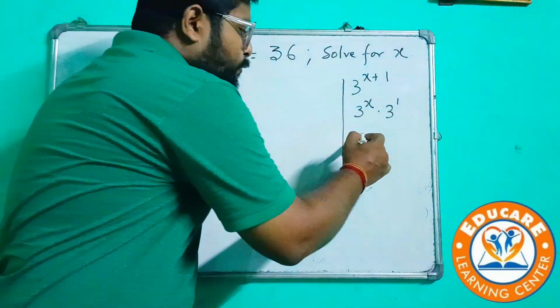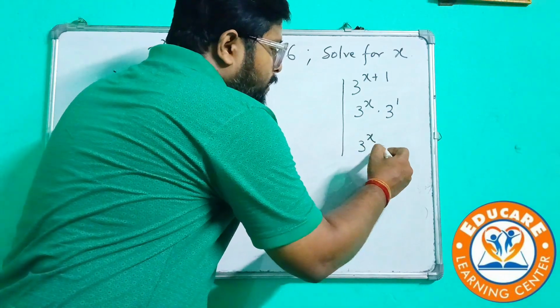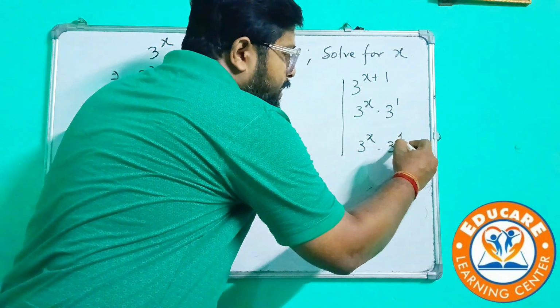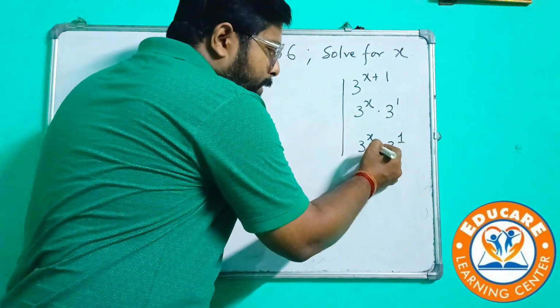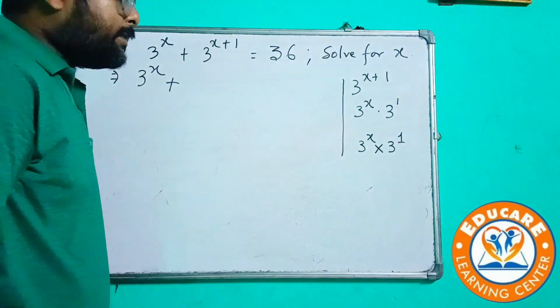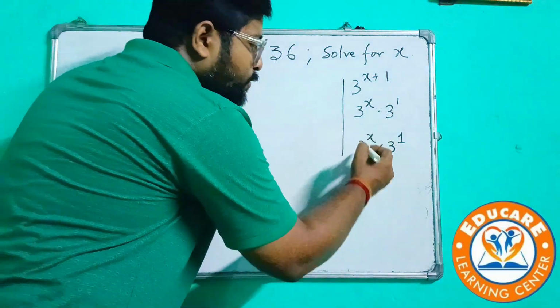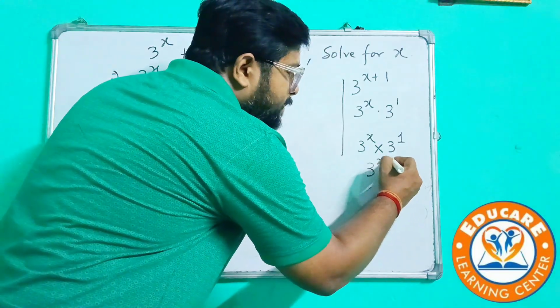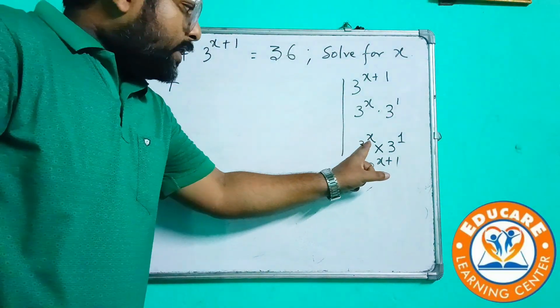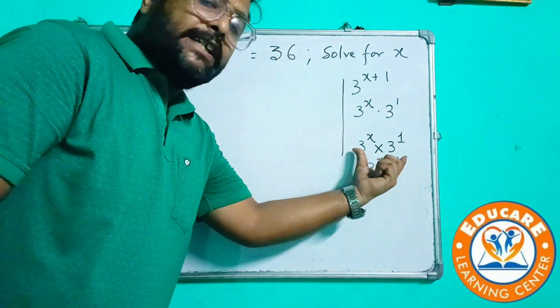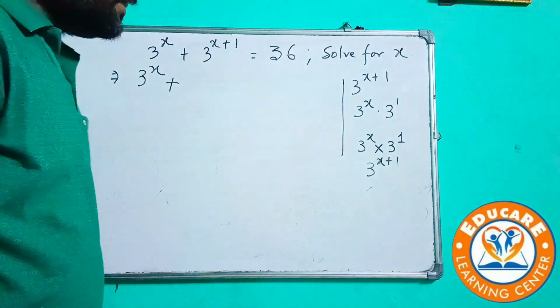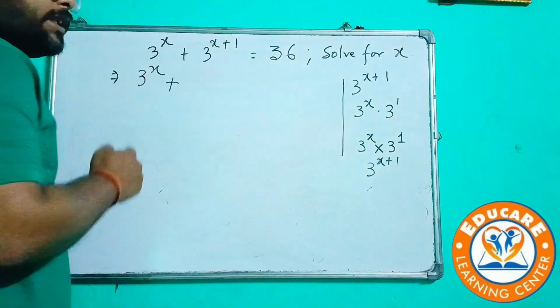Since we all know that when the bases are equal and there is a multiply sign, what we do? We add the powers. So can we write 3 to the power x plus 1? We are adding the powers because the base was the same and there was a multiplication sign. This is what is given over here.